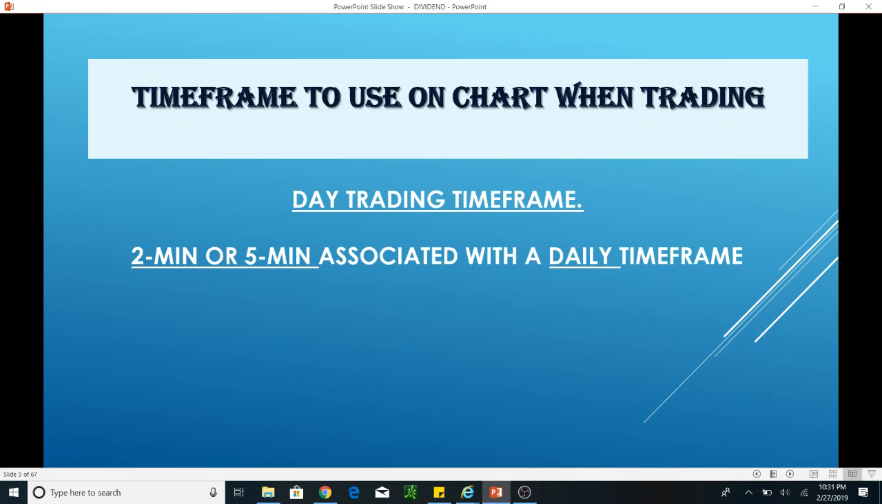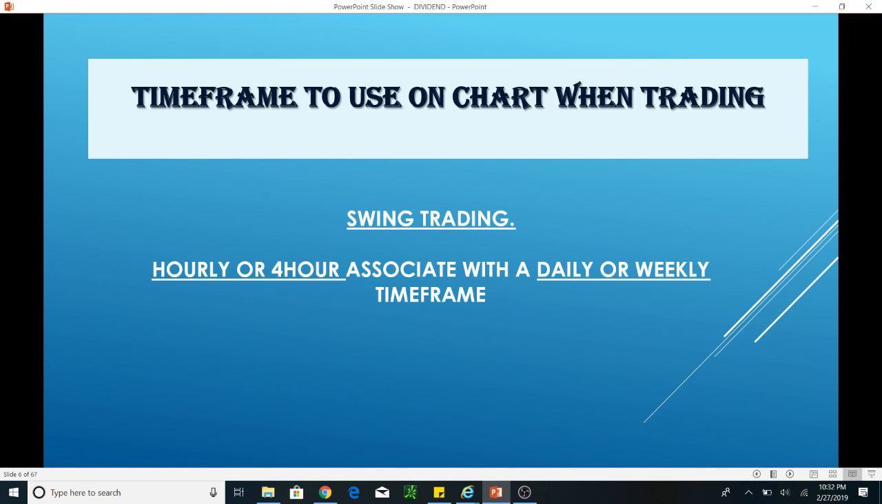It's hard to take a decision. So 5 minutes is going to be calm. You can take your decision anytime you want after each 5 minute time frame. So when you associate a time frame of 5 minutes with a daily chart time frame, it is really perfect, because you can read the chart, you'll be relaxed and do your day trade. So 2 minutes or 5 minutes associated with a daily time frame is really good for day trading.